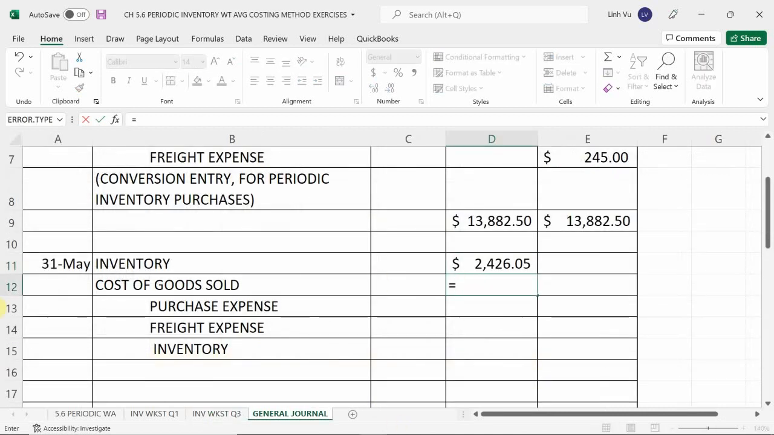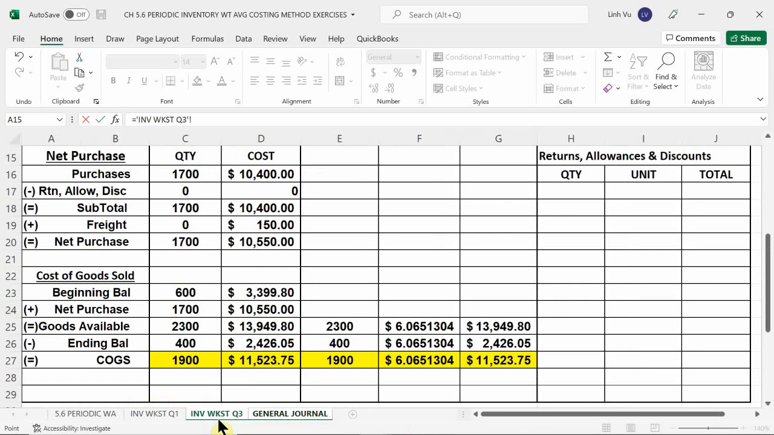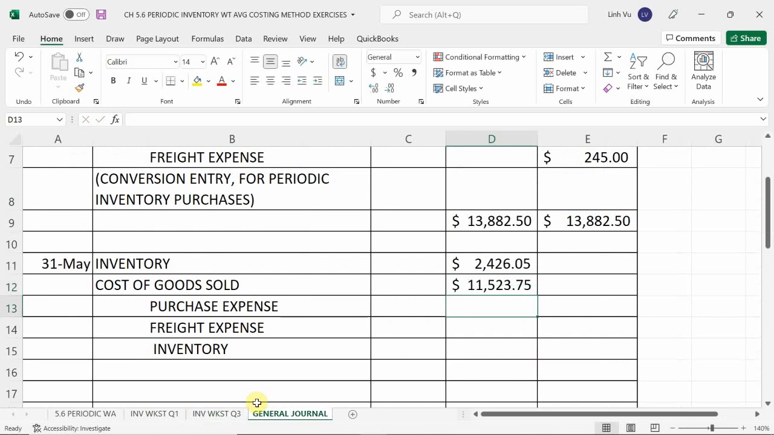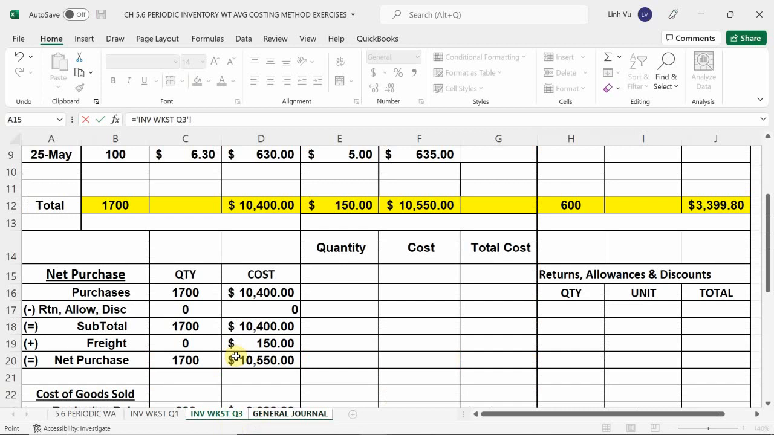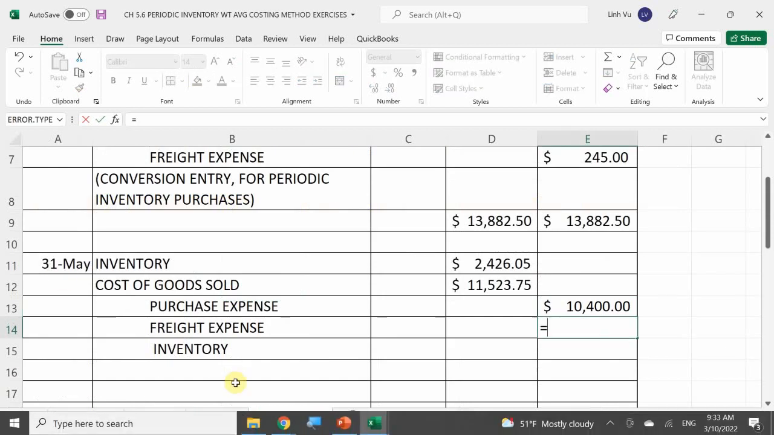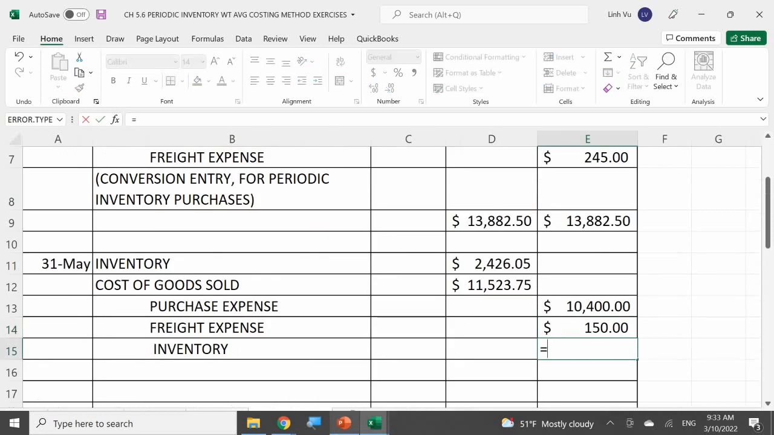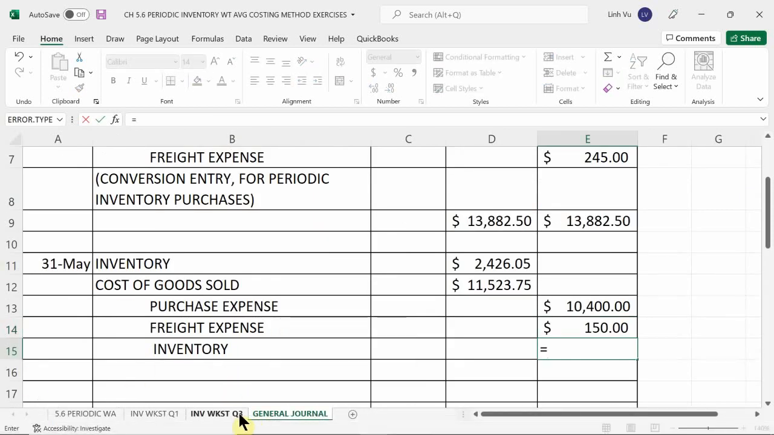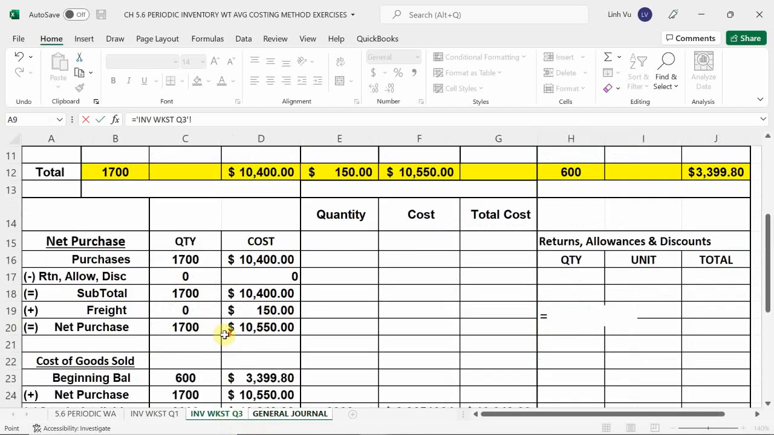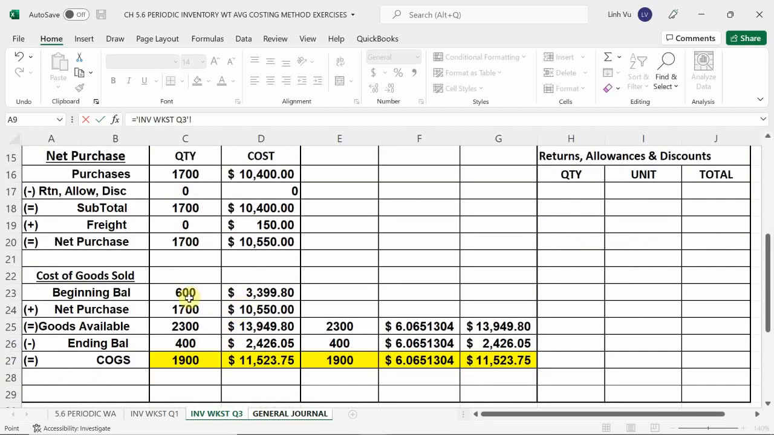2,426.05. Good. What was my total cost of goods sold? 11,523.75. Good. What was my total purchase expense? 10,400. Good. What was my total freight? 150. And last but not least, what was my beginning inventory? 600. That's the quantity.